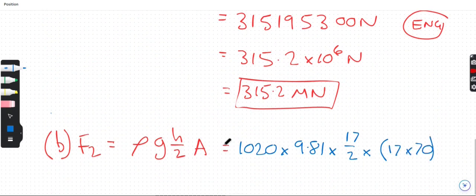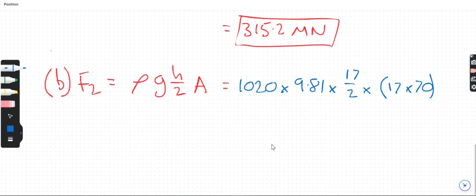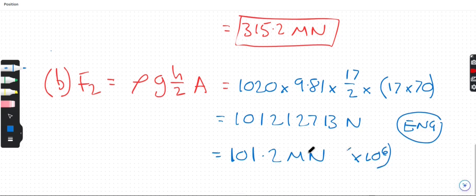Obviously, you can do all of this in one go in your calculator. You haven't got to do it step by step like I've done. You can just put that F1 in and then take away this here. But for me, F2 gives me something like 101212713 newtons. Press the E and G button if you like, and you get 101.2 meganewtons, times 10 to the 6, because mega is 10 to the 6. So it's quite a lot of force.